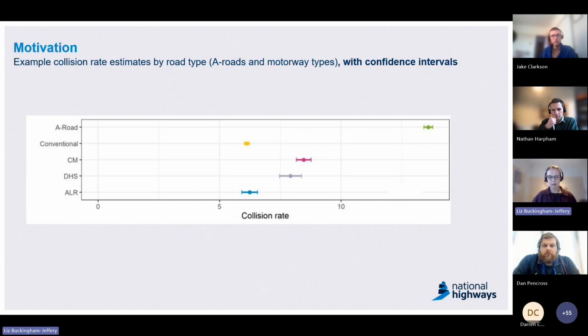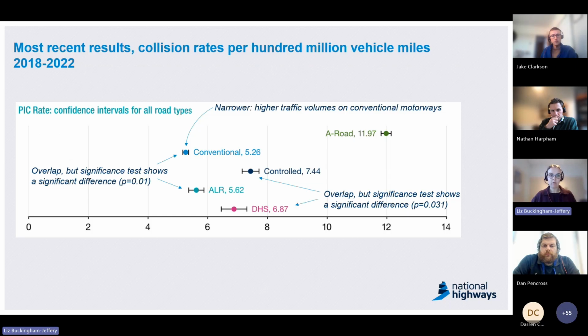And then these methods help us put confidence intervals on. So here are some actual results. These are the results that were published in our fourth year progress report on the smart motorway stocktake and action plan, published in December last year. So that's our last annual publication on this.